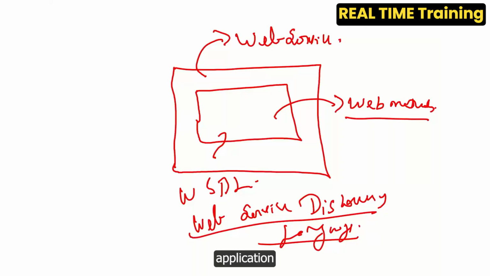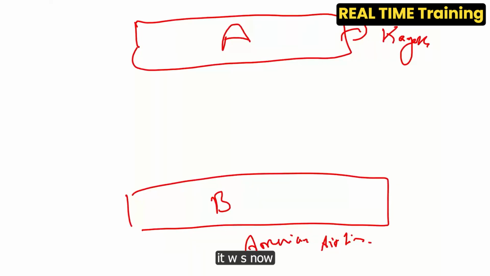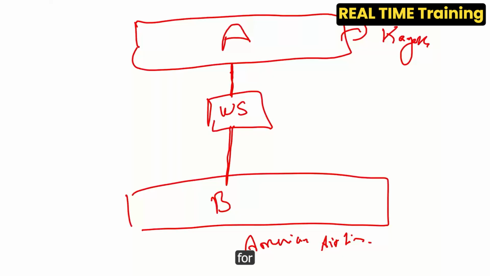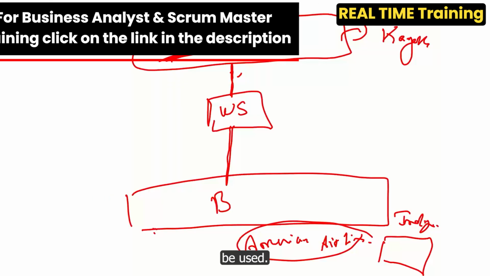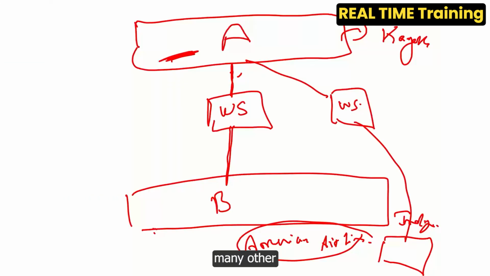For application, let's say this is application A, which is Kayak, and this is application B, which is American Airlines. This is the web service, I'll just call it WS. Now for the web service to facilitate the interaction, if I search for flights, it will fetch info from American Airlines. Likewise, Kayak will also fetch from Indigo. For that, another web service might be used. Likewise, there are many other entities, Indigo, United Airlines. So the web services will get triggered, and then they'll bring in the result.